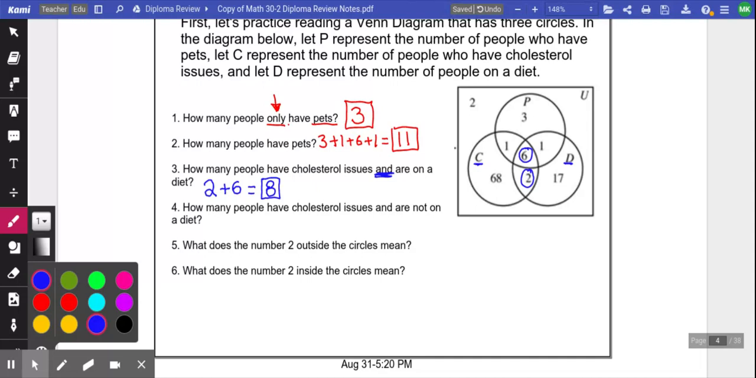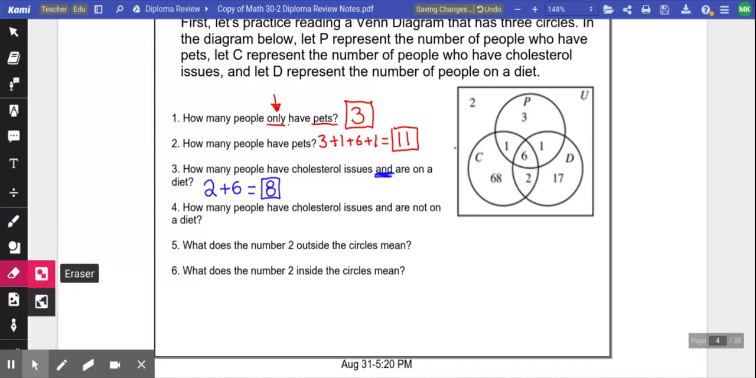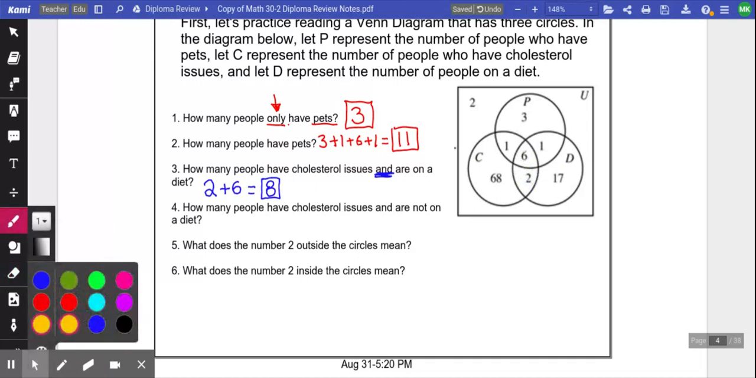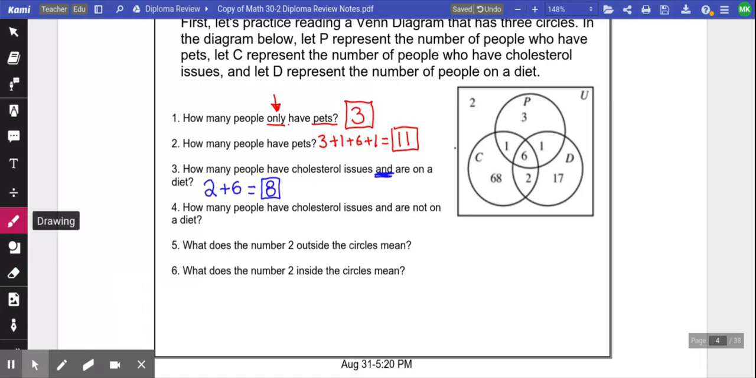Number 4, how many people have cholesterol issues and are not on a diet? So now I want to find people who are in circle C but not in circle D. So for instance, these 68 people here have cholesterol issues and are not on a diet. These 2 people here have cholesterol issues but are on a diet, so we don't count them. These 6 people here have cholesterol issues but are on a diet, so we don't count them. And this one person over here has a cholesterol issue and does not have a diet. Therefore, we need to include them.